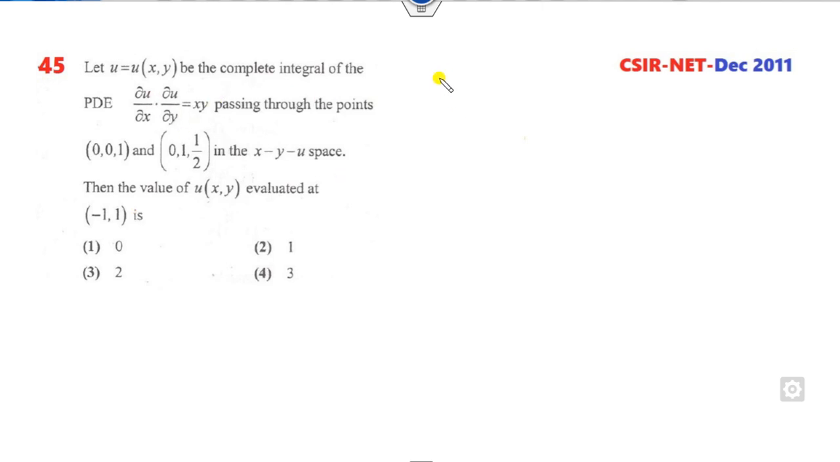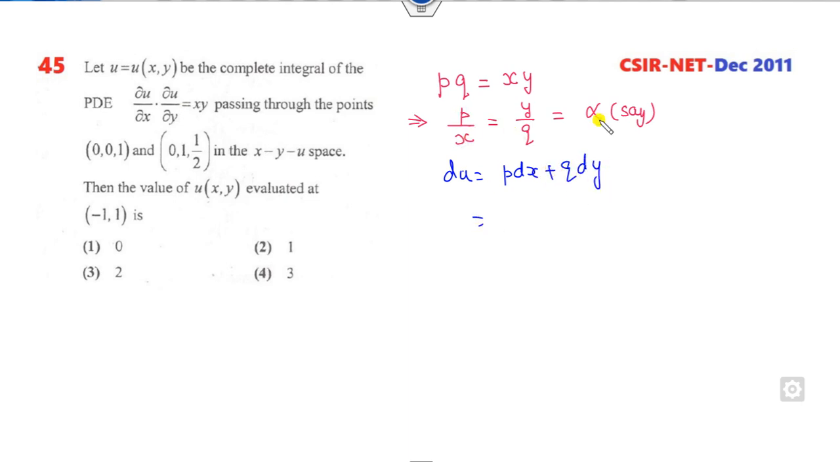Again, now you can see I can return this as p, this as q, this is x, y, which is not independent of x and y. So I can take the pair of this and I can return as this. So say this is alpha. Then you can find the solution as this is u, this is my p dx plus q dy. So I can find the value of p, that is alpha x, q is my y over alpha.